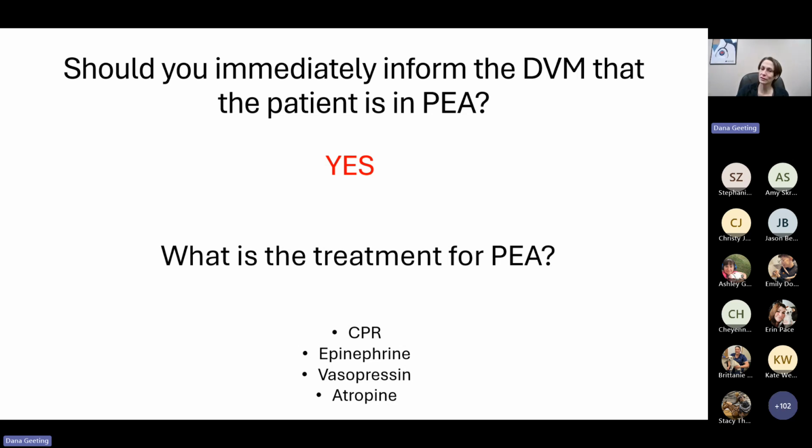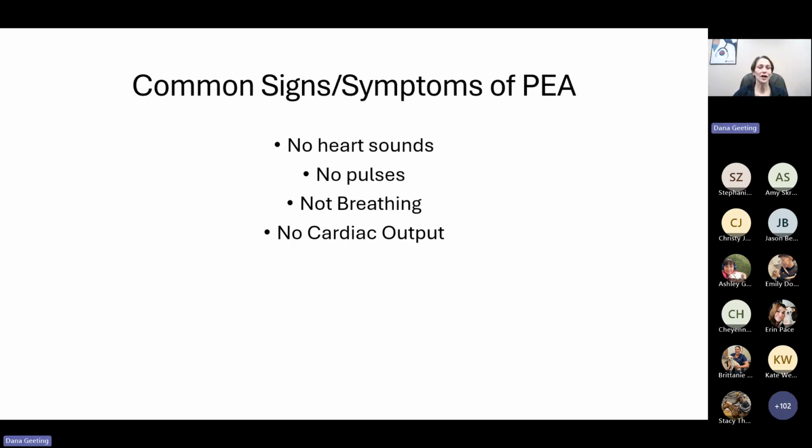Our other treatments for PEA are epinephrine, vasopressin, and in the first round of CPR, you can use atropine. Again, you're not going to have any heart sounds. You're not going to have any pulses. Your patient will not be breathing, and you will not have any cardiac output. Your patient is going to be dead, and you're just going to have some random electrical activity showing up on the ECG. So it is definitely something we are going to be screaming code, starting CPR, the works.